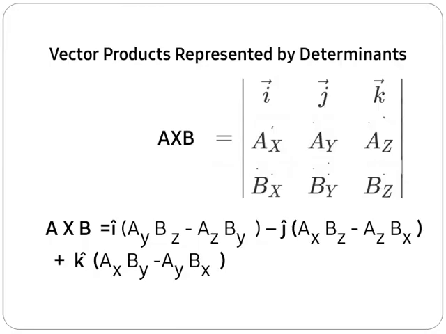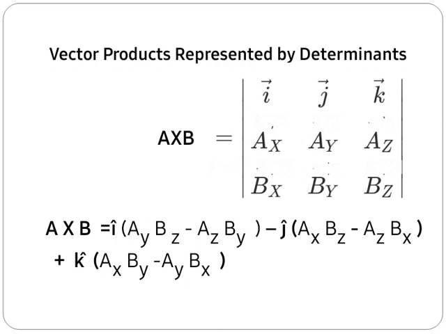How can we represent the vector products by the determinants? First, I am going to ask a question. What are determinants? Determinant is a mathematical method to obtain the result by addition of products of the elements of a square matrix according to given rule. Here, A cross B is represented as determinant of i cap, j cap, k cap, Ax, Ay, Az, Bx, By, Bz.